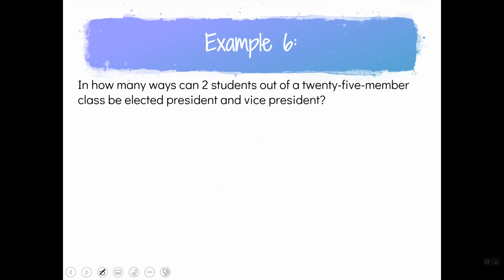Example 6. In how many ways can 2 students out of a 25-member class be elected president and vice president? So there's 25 kids, and we pick 2. In this case, order matters because once you're president, you can't be vice president. So it's 25p2. So that's 600. You could also simply just multiply 25 by 24.